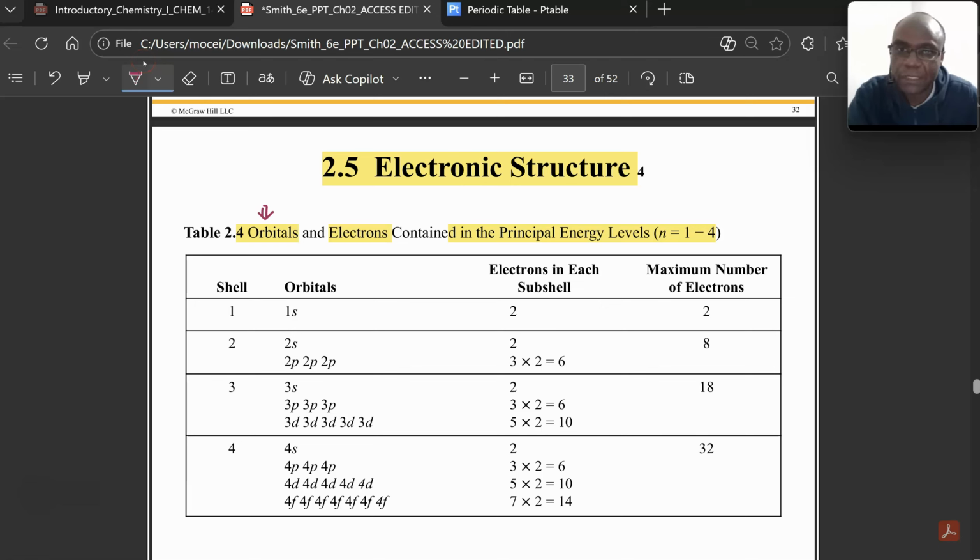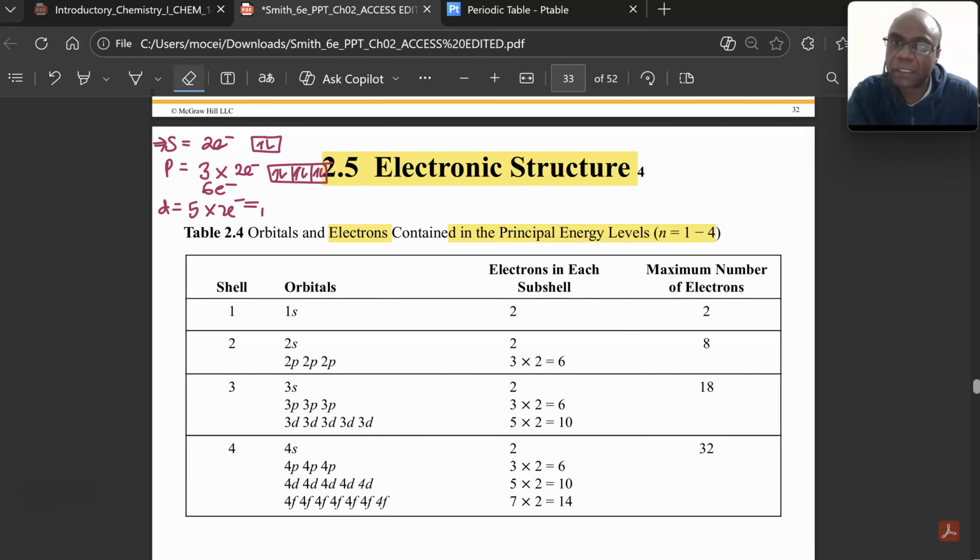I told you that the S orbital carries a maximum of 2, so I'll write it again. The S subshell carries a maximum of 2 electrons in its single orbital. We'll do up and down, those are 2 electrons. And then the P subshell has 3 orbitals. It carries a maximum of 6 electrons because each orbital carries 2 electrons. And then the D subshell has 5 orbitals. It carries a maximum of 10 electrons.